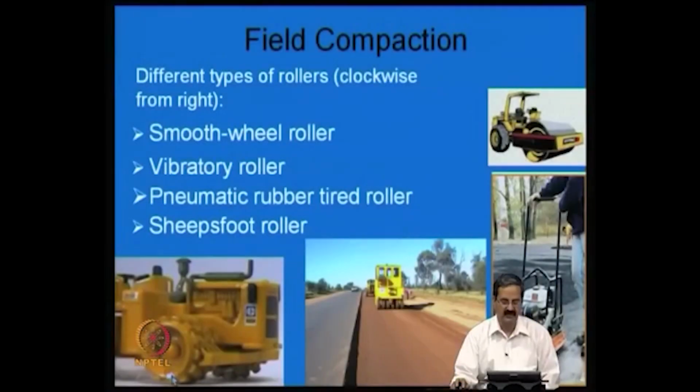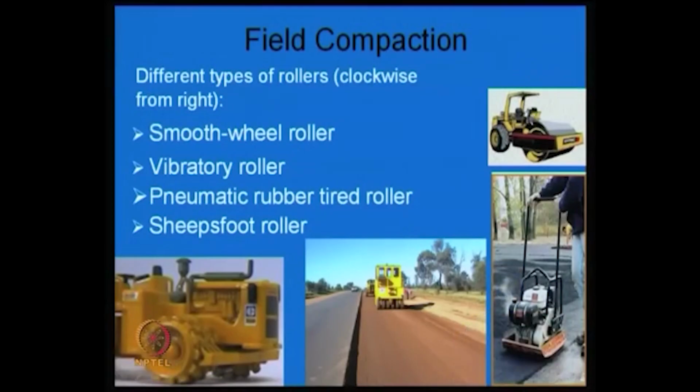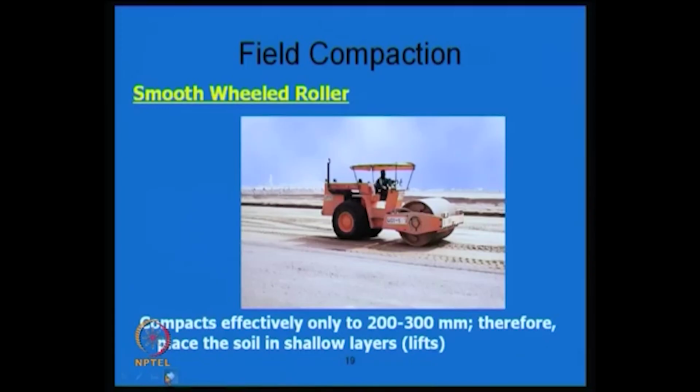So, you can see varieties of figures here: this is the smooth wheel roller, this is a vibratory roller, this is a pneumatic rubber tired roller, you can see the rubber tyres here, and this is a sheep's foot roller. Essentially these are some of the equipment we have in field practice, and one should take undisturbed samples from these places and try to find out the water content and the density, and see if the sample has the required properties.